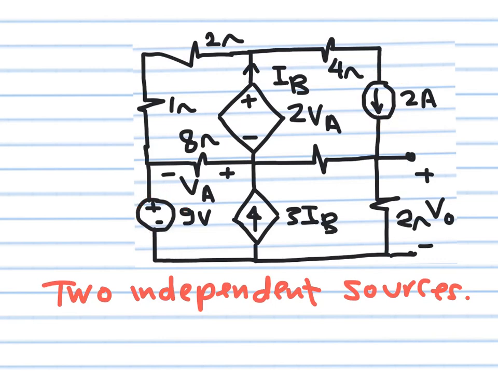So I'm going to do now two analyses. The first one, I'm going to make this one open circuit, and I will solve only for everything resulting from the 9 volts. And then I will make the 9 volts short circuit, and I will keep the current source, and I will solve for everything resulting from the current source. So let's see how this is going to go.